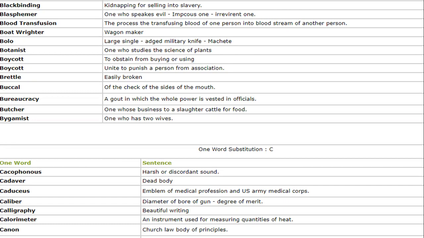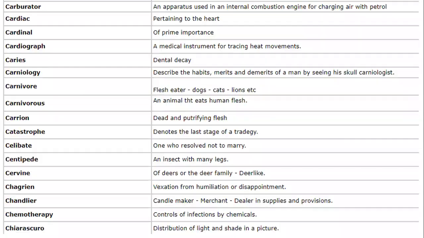Then caduceus, that is emblem of the medical profession and used by the medical corps. Caliber, diameter of the bore of a gun or degree of merit is said to be caliber. Calligraphy, beautiful writing is said to be calligraphy, and one who writes is said to be calligrapher. Calorimeter, instrument used for measuring quantities of heat. Canon, church law, body of principles.